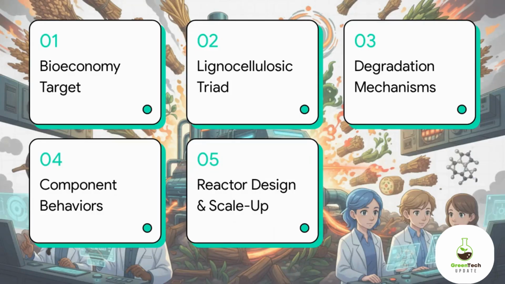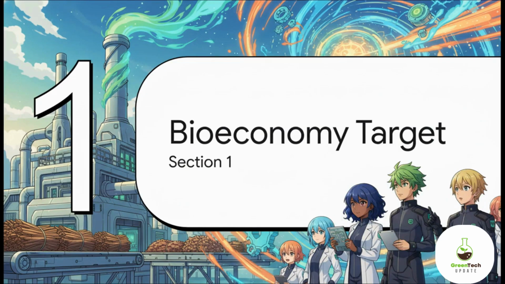Here is our roadmap for today. We'll kick things off with the circular bioeconomy target, move into the lignocellulosic triad, and then dig into thermal degradation mechanisms. After that, we'll contrast component behaviors, and finally bring it all together with reactor design and scale-up. All right, Section 1, the circular bioeconomy target.